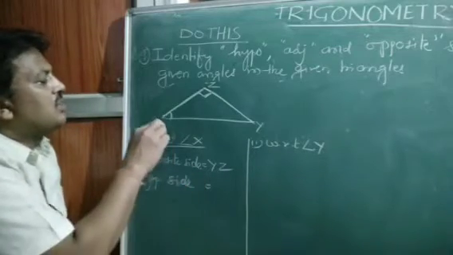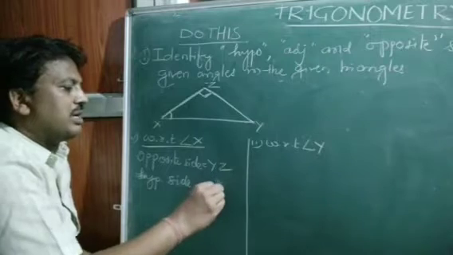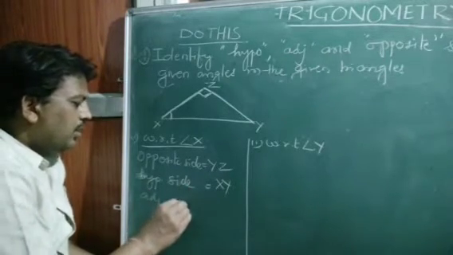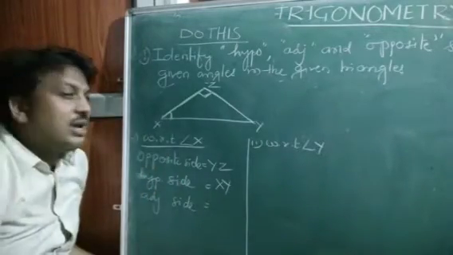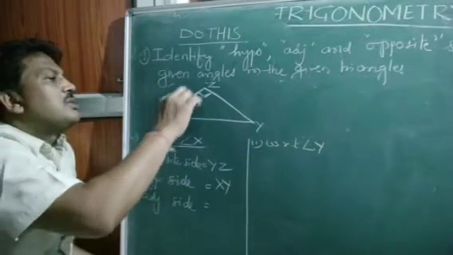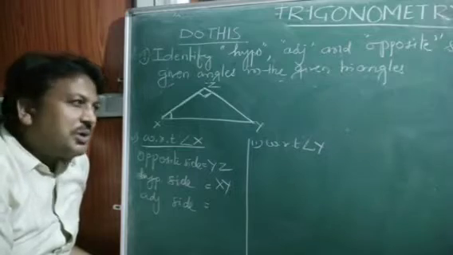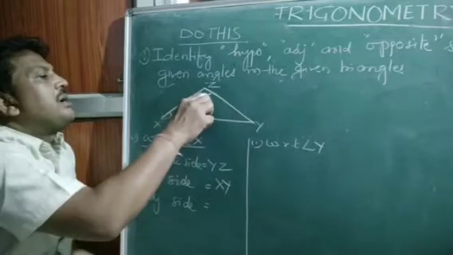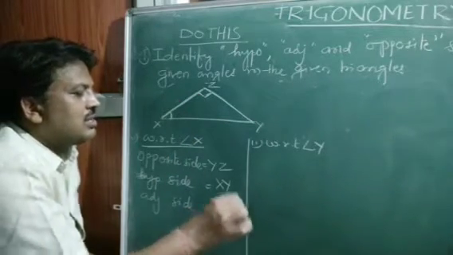Hypotenuse side is the side opposite the 90 degree angle, that is xy. The adjacent side with respect to x: as I told children, this is the opposite, this is the hypotenuse, so this is the adjacent. One more thing I told: the side between the required acute angle and 90 is the adjacent, that is xz.